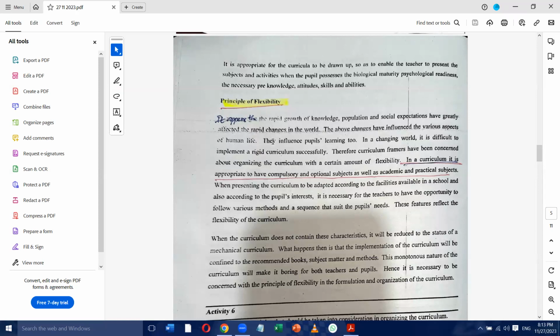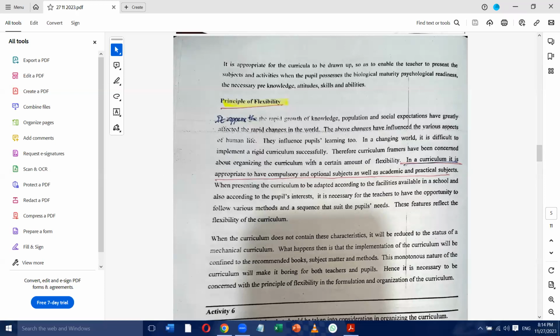It appears that the rapid growth of knowledge, population, and social expectations have greatly affected the rapid changes in the world. The above changes have influenced the various aspects of human life. They influence people's learning too. In a changing world, it is difficult to implement a rigid curriculum successfully. You know that. Therefore, curriculum framers have been concerned about organizing the curriculum with a certain amount of flexibility.